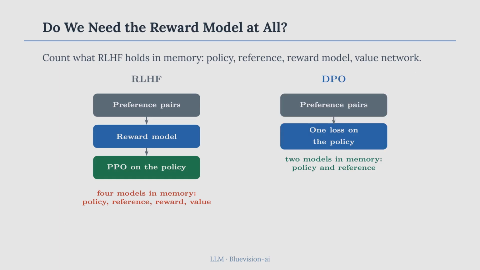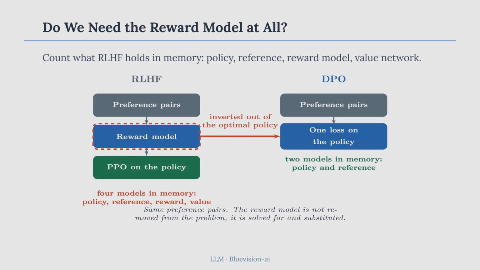And here's DPO. The same pairs go in, and there's 1 loss, directly on the policy, 2 models resident, the policy and the reference. Now, you might be thinking that sounds too good, that you can't just delete a network from a pipeline and expect the same answer. You're right, and they didn't. Look at the arrow. The reward model has been solved for and substituted, which is a completely different thing. And it's why this works, rather than being wishful.